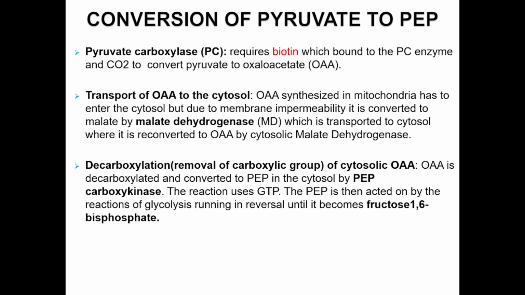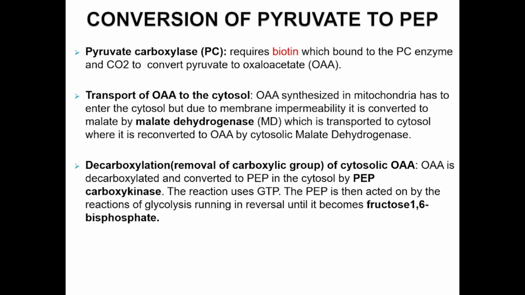The first step, to reverse, we need to convert pyruvate to phosphoenol pyruvate through oxaloacetate. But the aim is to convert pyruvate to phosphoenol pyruvate. To do this, we need two different reactions. First, we convert pyruvate to oxaloacetate. How many carbons in pyruvate do we have? 3. Oxaloacetate? 4.